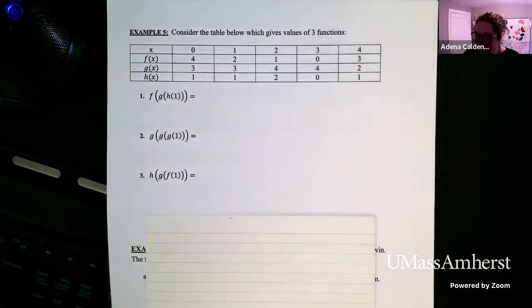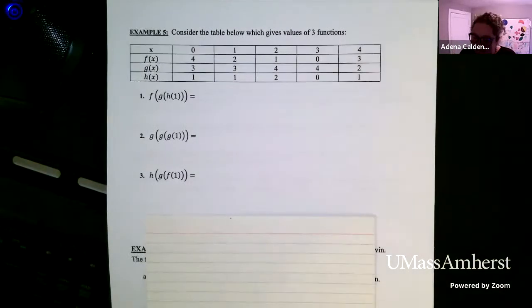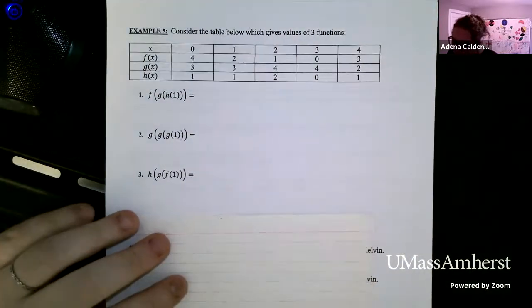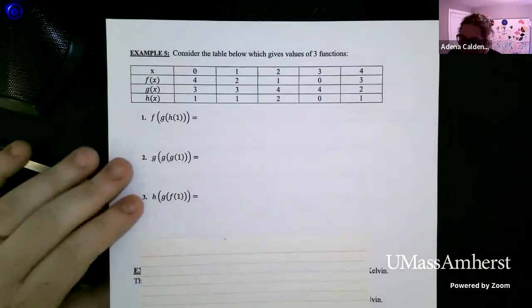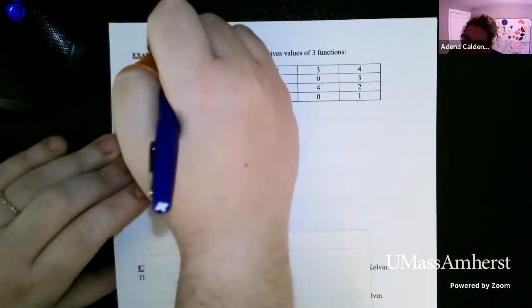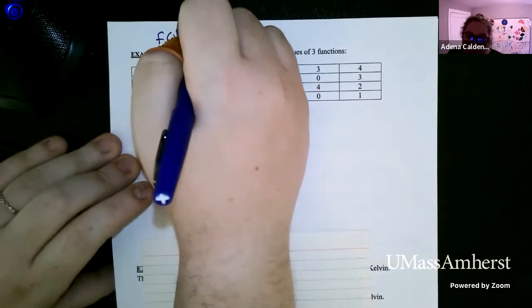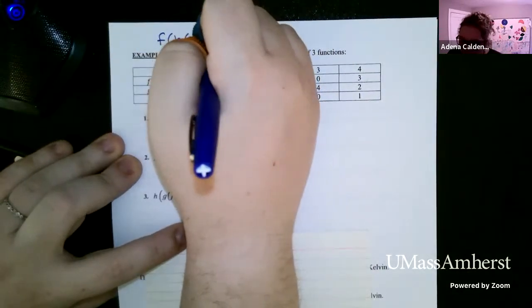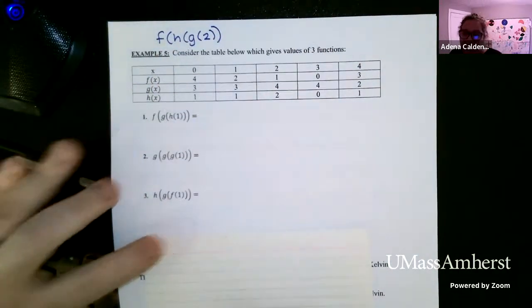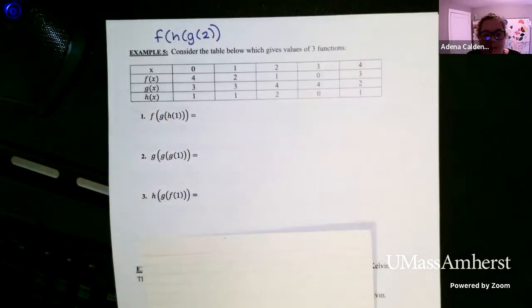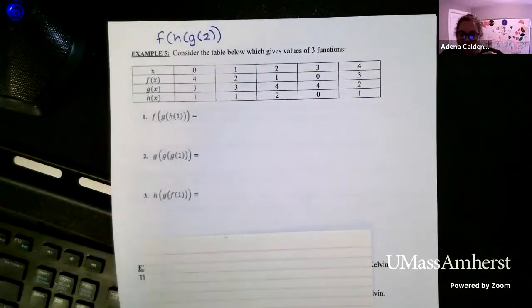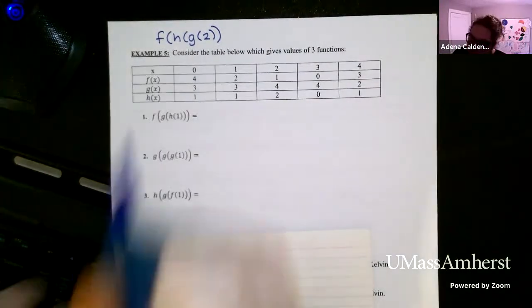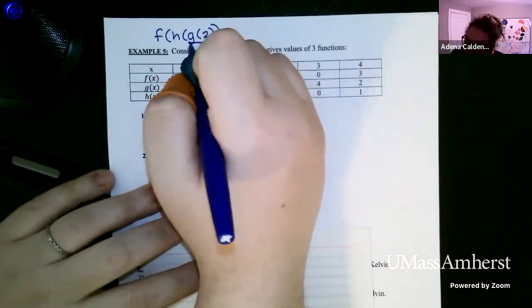So we're going to do an example together, and then I'm going to have you try these. And so the example that we're going to do together, I'm going to write it above, is f of h of g of 2. Okay, so if we had a function like this, how would we start? We start on the complete inside with the g of 2.